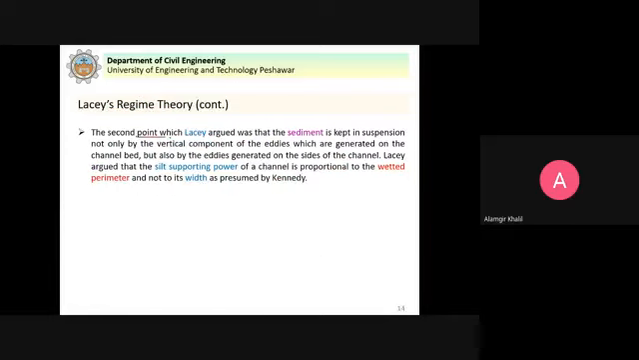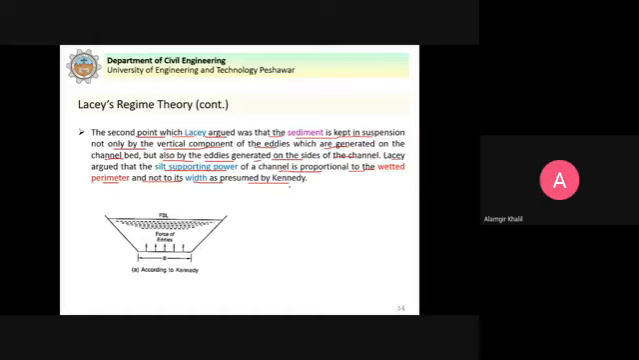The second point which Lacey argued was that sediment is kept in suspension not only by the vertical component of the eddies which are generated on the channel bed, but also by the eddies generated on the sides of the channel. Lacey argued that the silt supporting power of the channel is proportional to the wetted perimeter and not to its width as presumed by Kennedy.